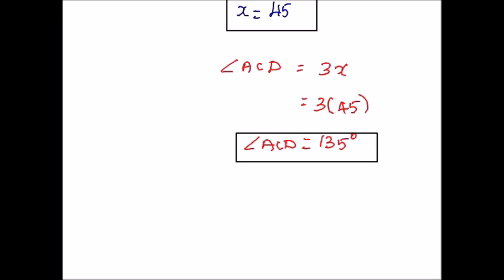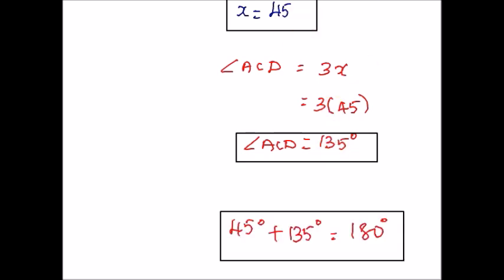Let us now check whether the sum of the angles is equal to a straight angle or not. 45 plus 135 is 180, hence it satisfies the given condition. Hope you are clear with this example.